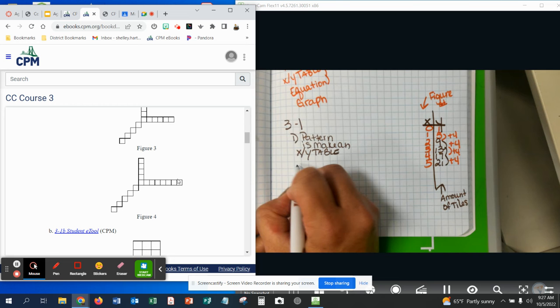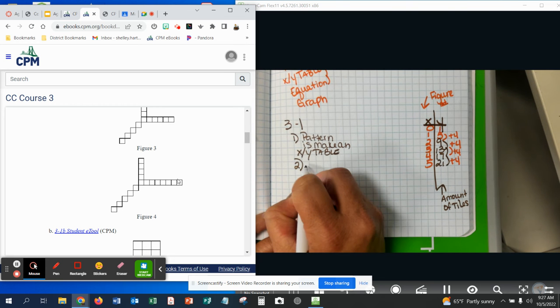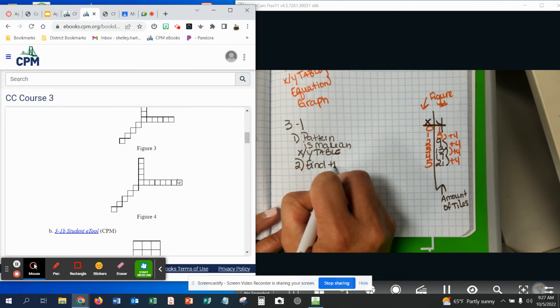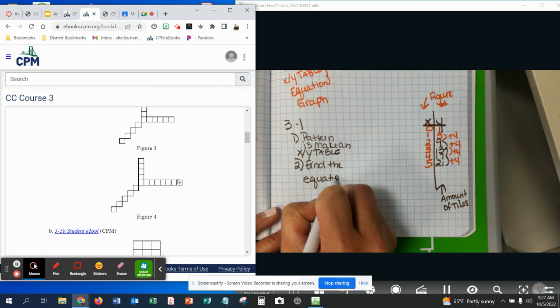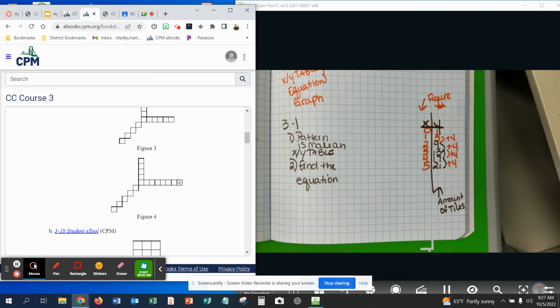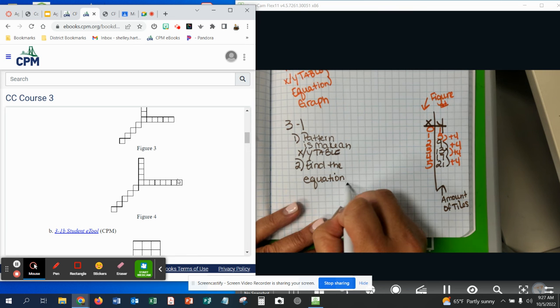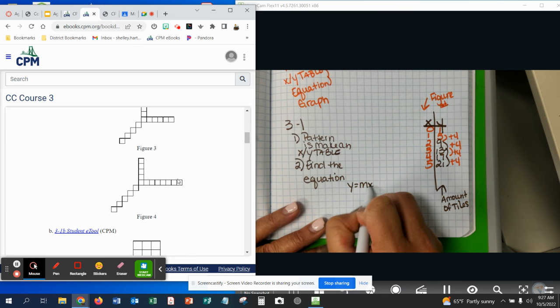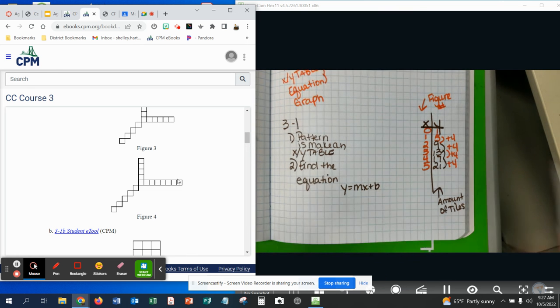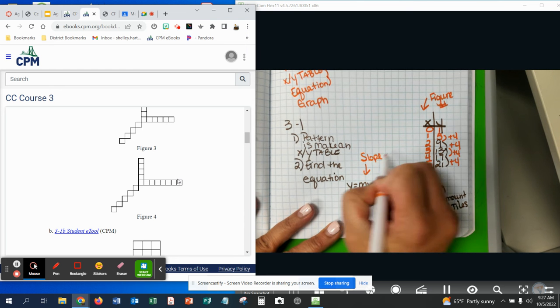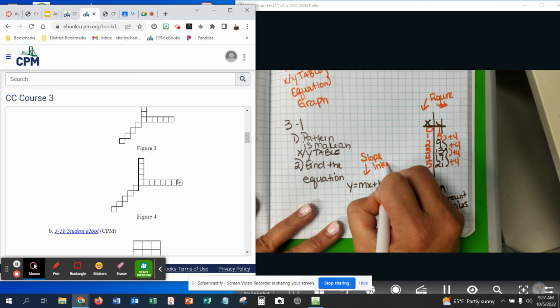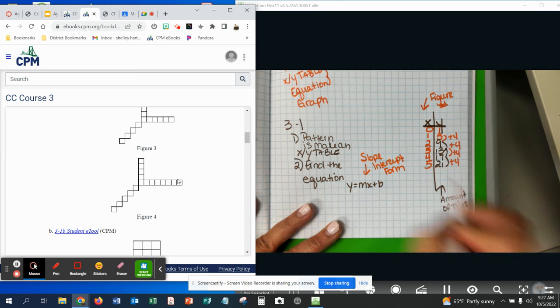The next thing we are going to do is we need to find the equation. All right, and the equation that we're going to look for is y equals mx plus b. This is called slope-intercept form. Okay.